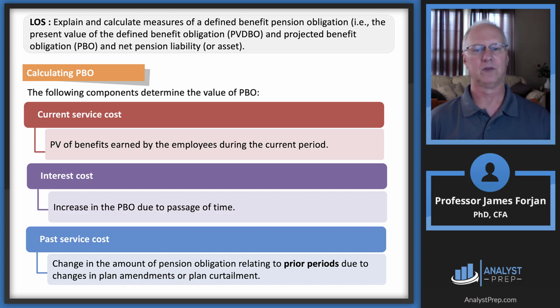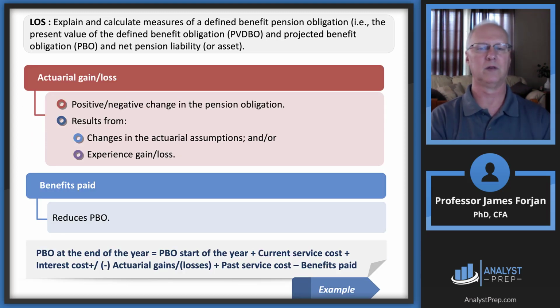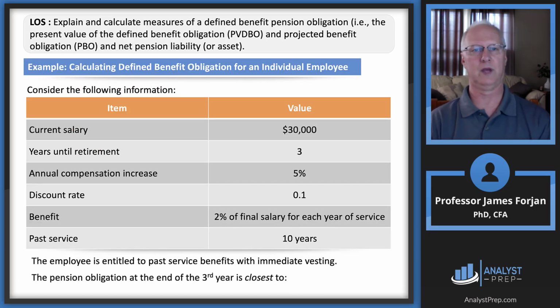And then past service costs, those are obligations during previous periods. We'll have actuarial gains and losses from gains or losses that are experienced or changes in the actuarial assumptions. We'll see a really good example a little bit later. And then benefits paid. And so here's our first example.